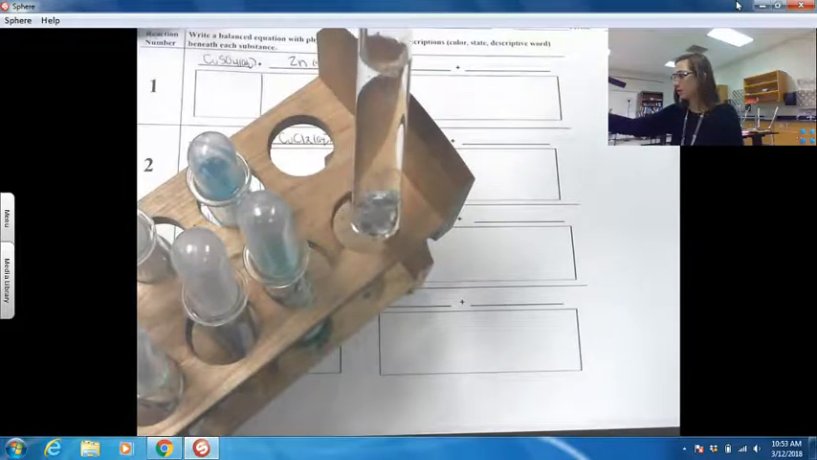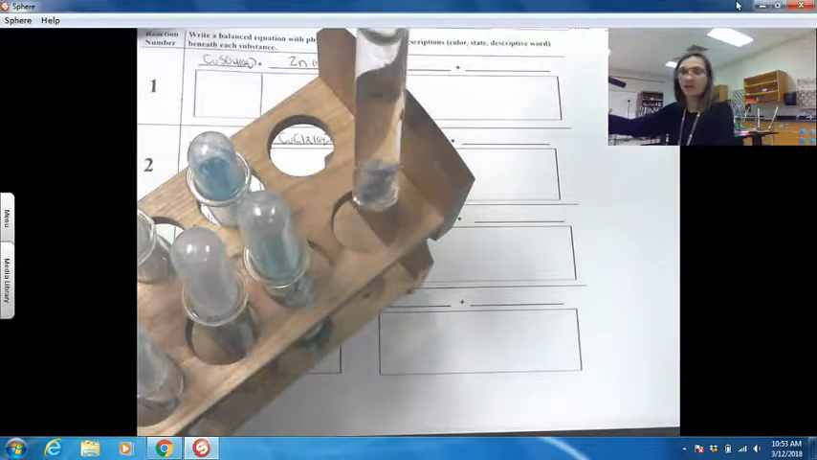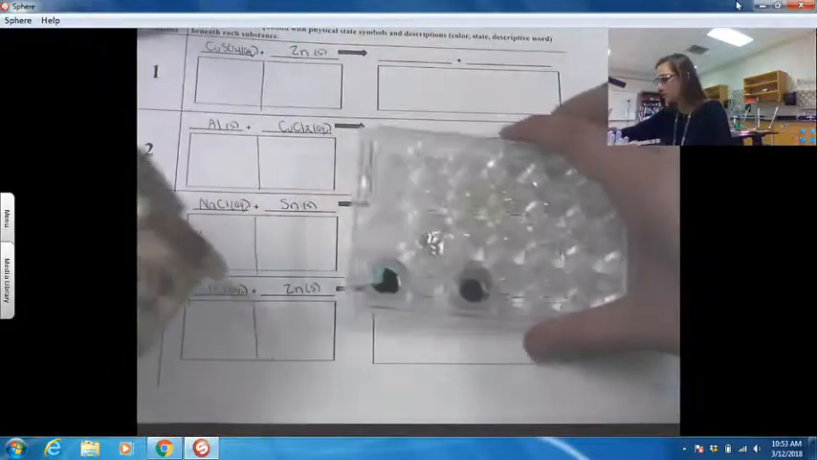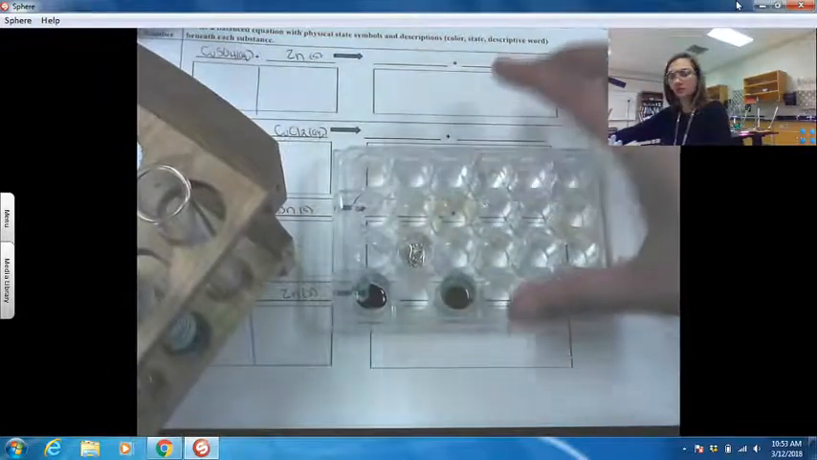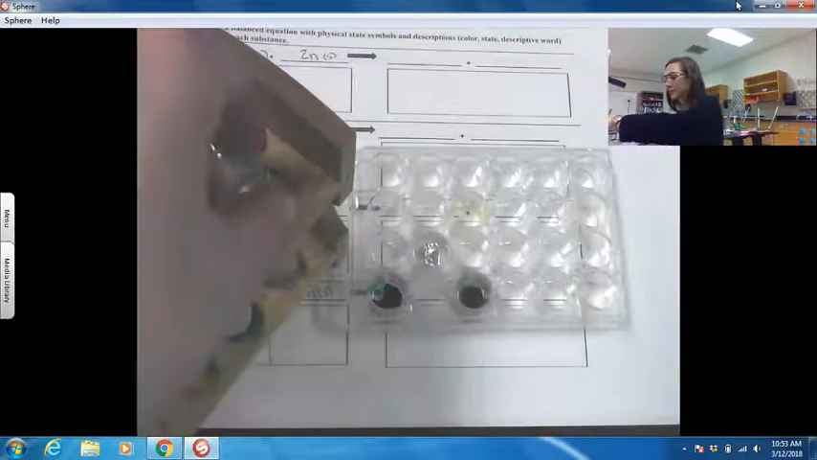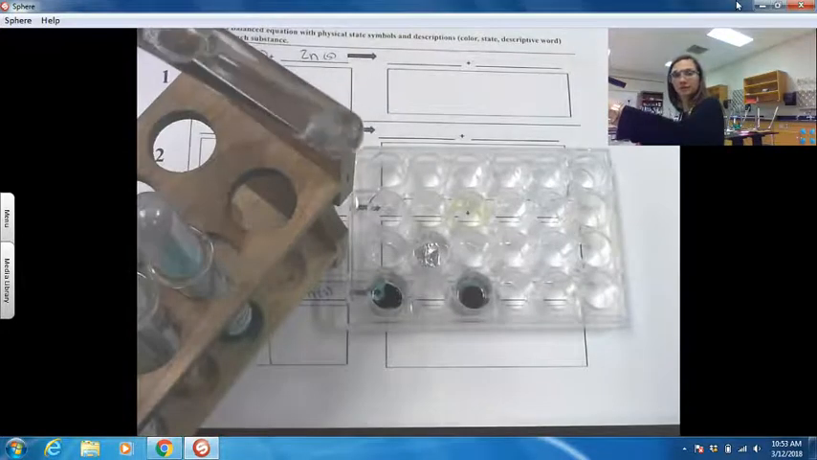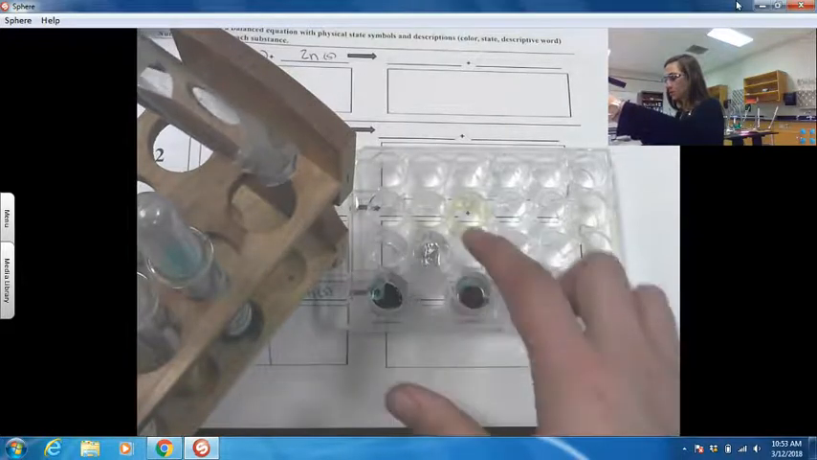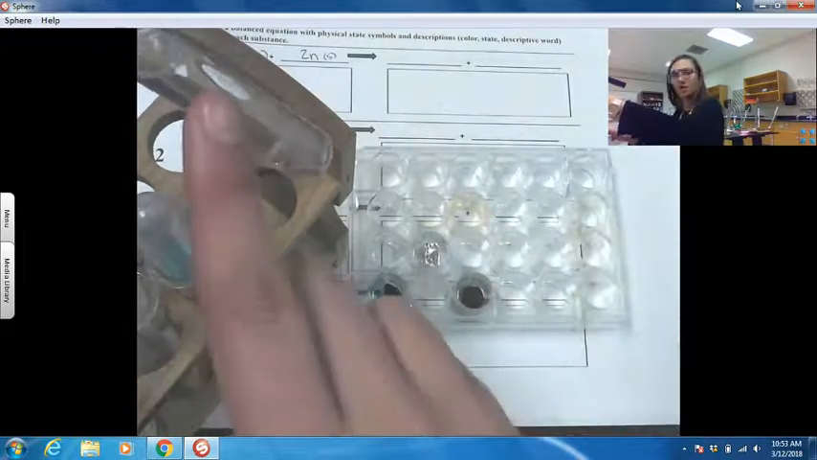So what you want to do is write down all the observations you saw for these different reactions. You can even hear this one bubbling. So again, this is reaction 1, reaction 2, reaction 3, and reaction 4.